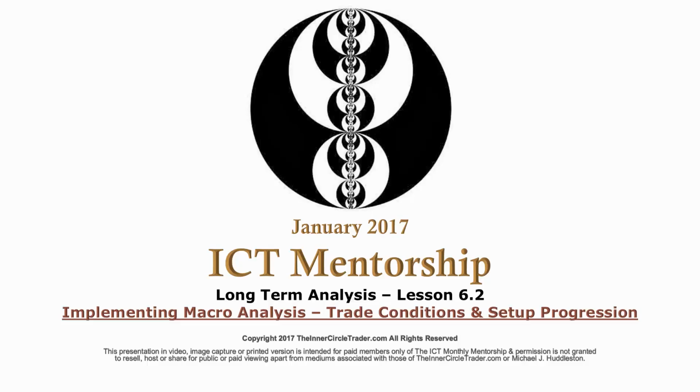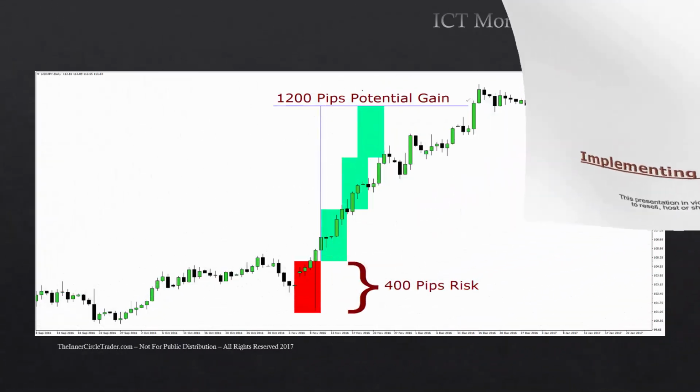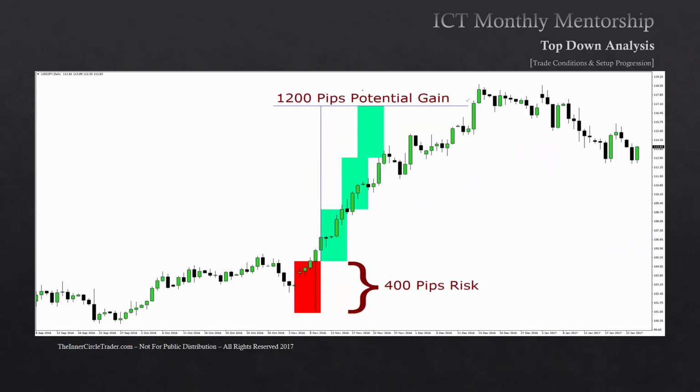Trade conditions and set up progression. Okay, we're going to be outlining the 1200 pip move we mentioned in the money management, lesson number 5.